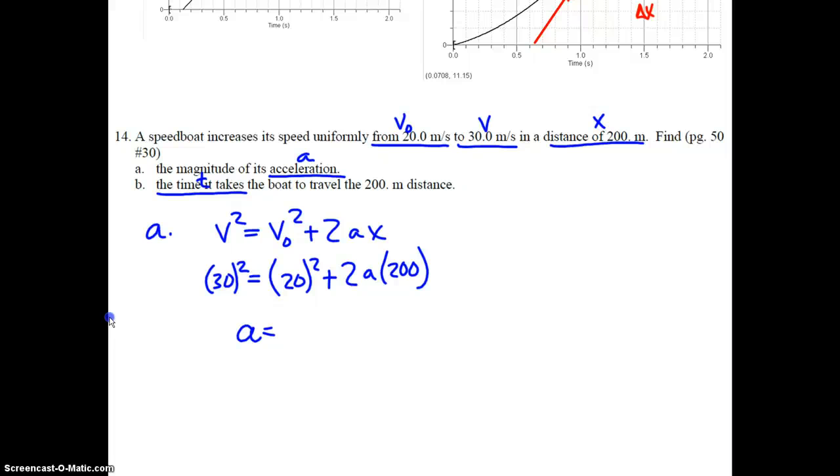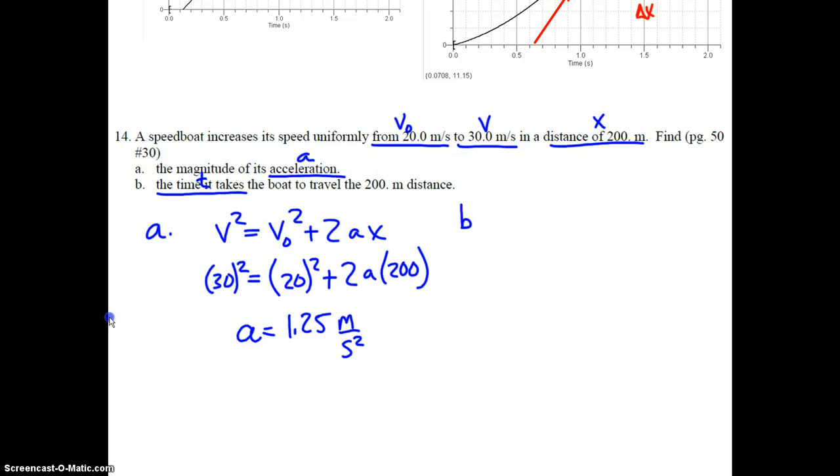Solve this algebraically for a in as many steps as you need to do that. Pause this video before doing that to check your answer. And when you're done, you should get an answer that's 1.25 meters per second squared. Okay?